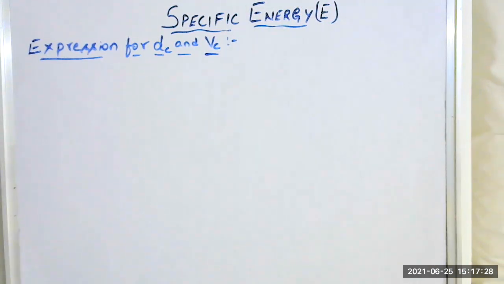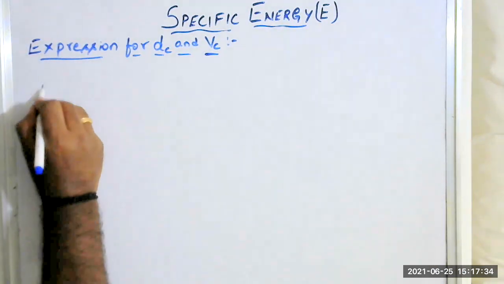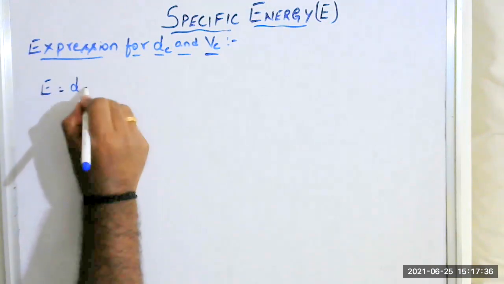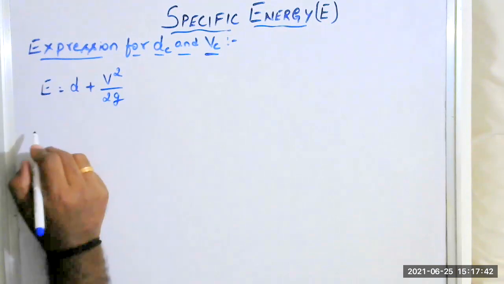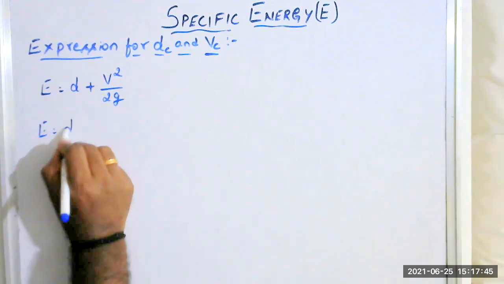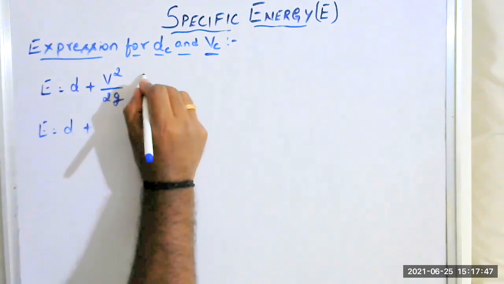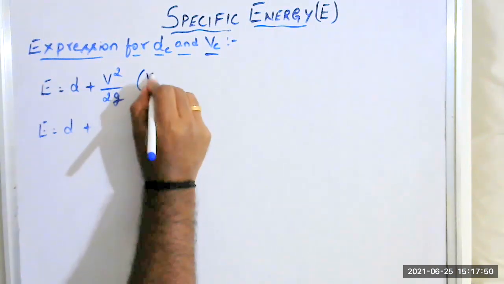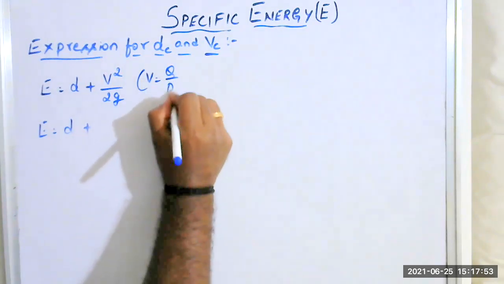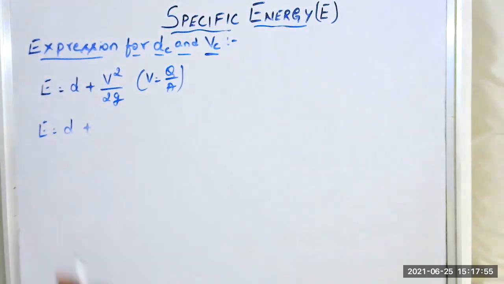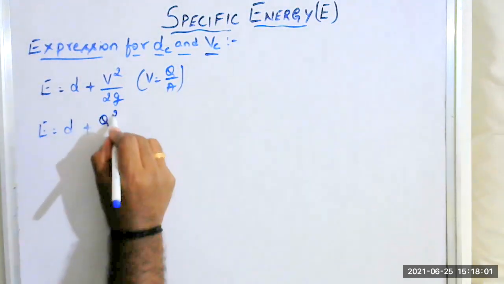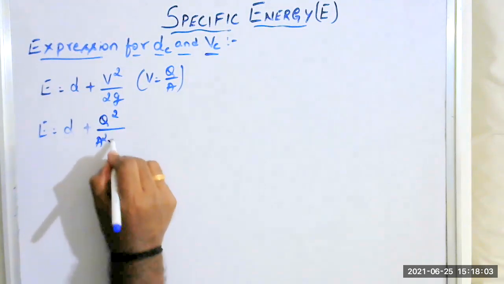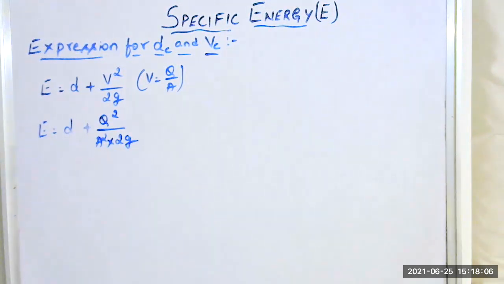We'll see what is the expression for critical depth Dc and the critical velocity Vc. So we know that specific energy E is equal to D plus V square by 2g. Okay, so let me write E is equal to D plus... In case of velocity, we know the continuity equation, that is V is equal to discharge divided by area. So you substitute that, where V square you substitute as Q by A, it becomes Q square by A square into 2 into g.